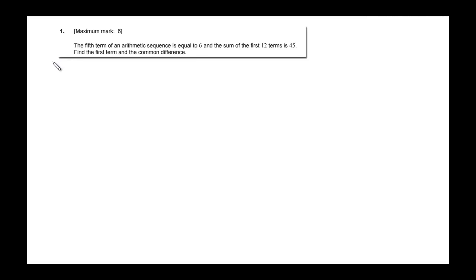The first problem is telling us that we have an arithmetic sequence in which U5 is equal to 6 and S12 is equal to 45.